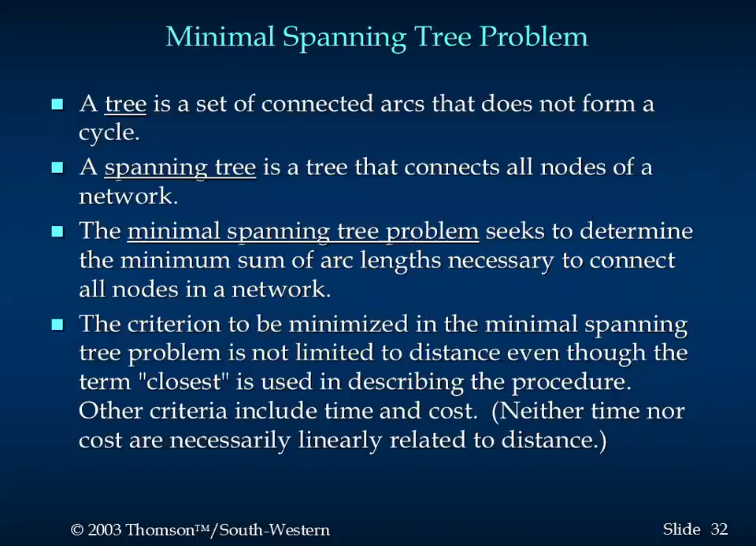So, what do we mean by a minimum spanning tree? Well, first of all, a tree is a set of connected arcs that does not form a cycle, okay? A connected acyclic graph is called a tree. Now, some graphs, of course, are not trees. If a graph is not a tree, sometimes we want to look for a spanning tree. A spanning tree is a tree that connects all the nodes of that network. So suppose we have a network. A spanning tree is a sort of subgraph of the original graph in which we have connections between all nodes, and it's a tree. In other words, there's no cycle.